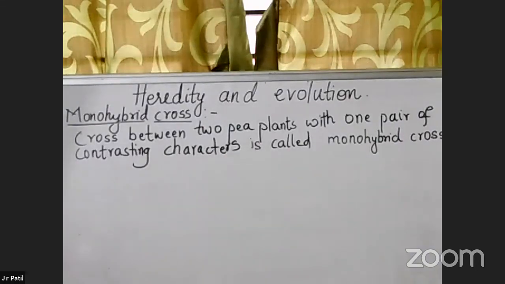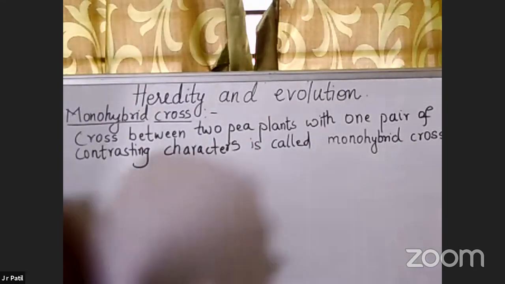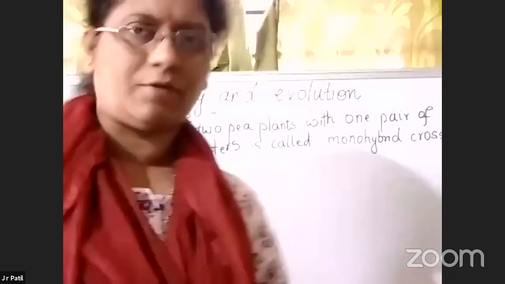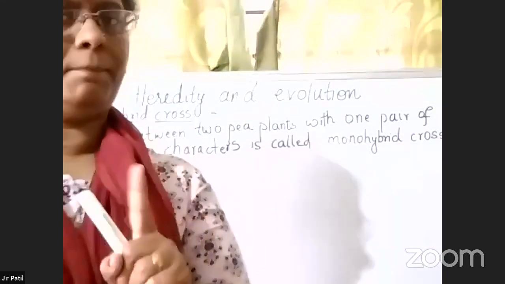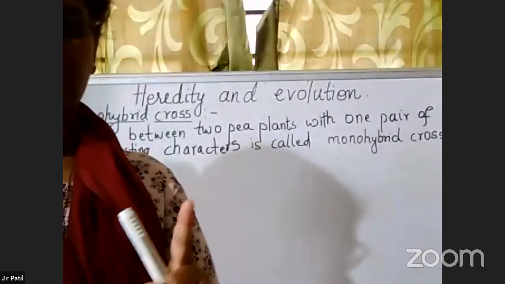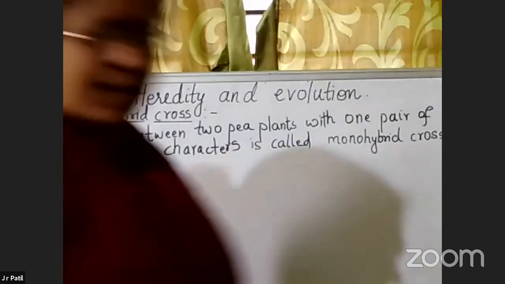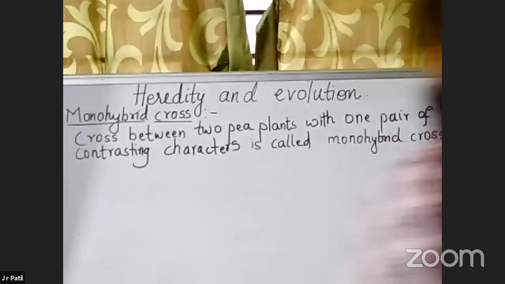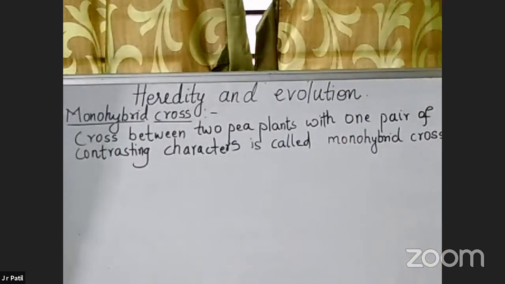Example, cross between a tall plant and a dwarf plant, that we will see. The cross between tall and dwarf. So tall, the other contrasting character is dwarf. Right? So one pair of contrasting character I have chosen, that is tall and dwarf. Correct? So that's why it is called monohybrid cross. Write down that.